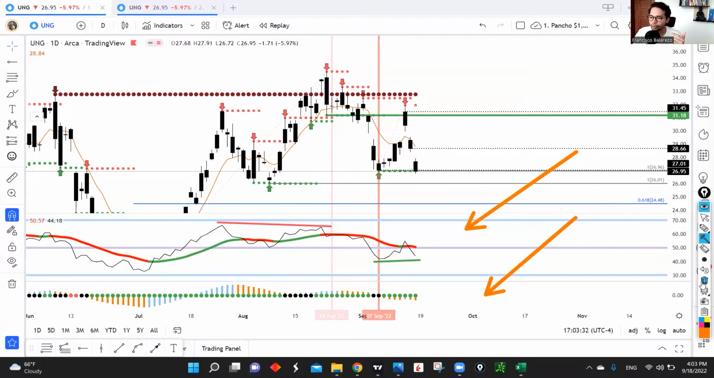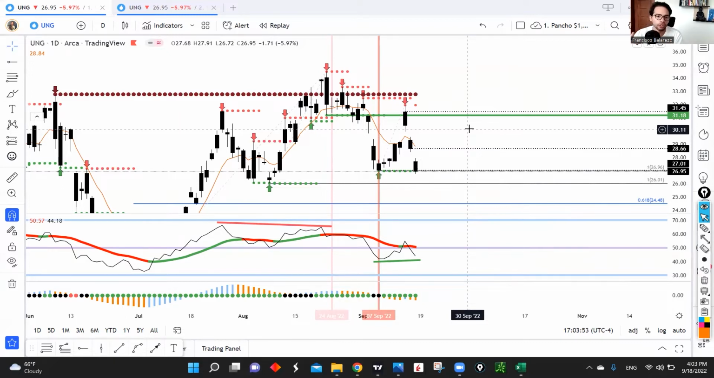So let's start with the basics here. I basically just trade using price structure, and I only use one exponential moving average, which is the 8 exponential moving average. This is the system that I have developed throughout my years of trading.